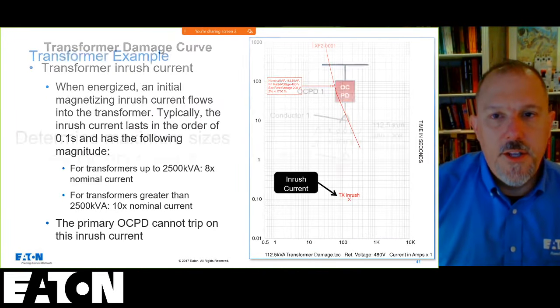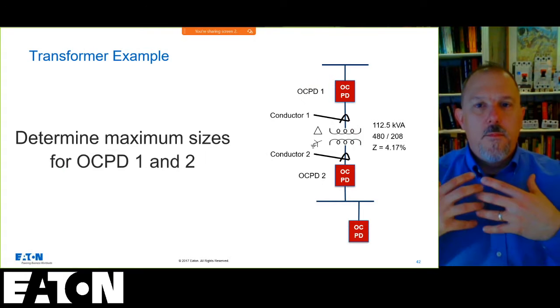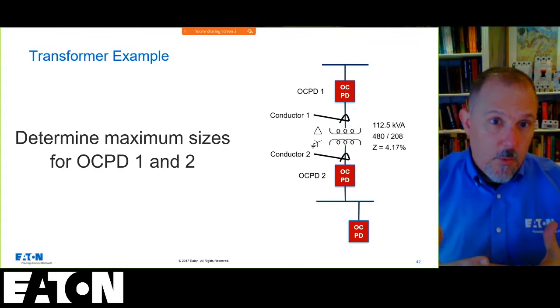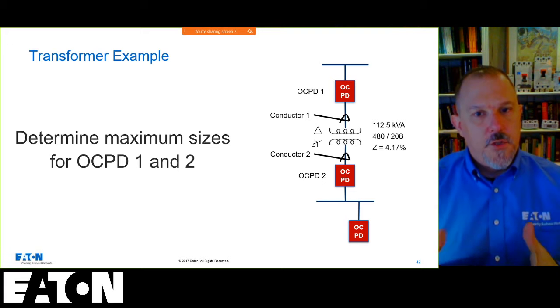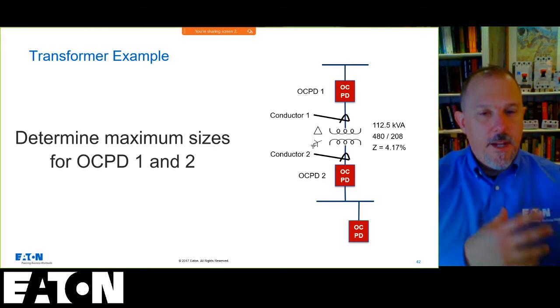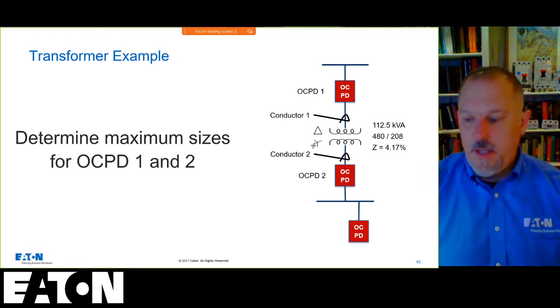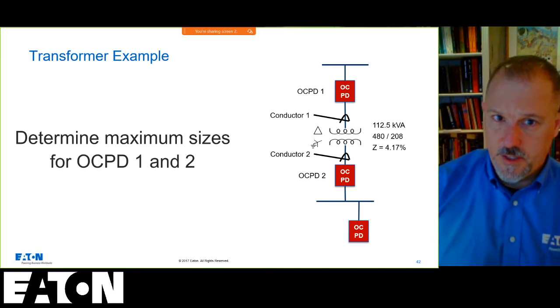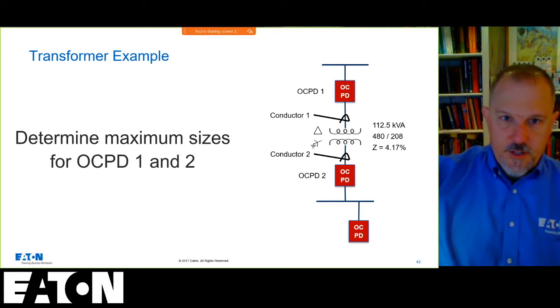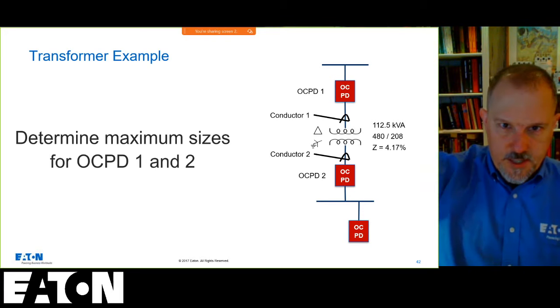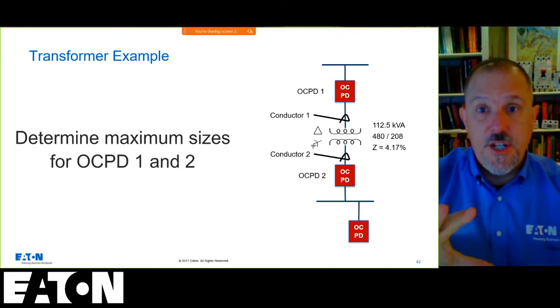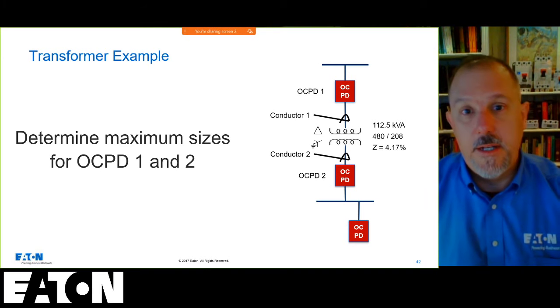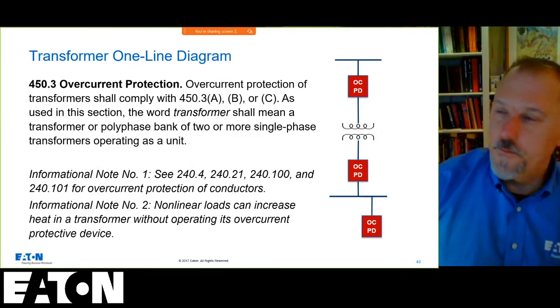All right, so you have your transformer. So if I'm looking at this transformer, what we're going to do is walk through what the code says, and then we're going to plot these curves to show you how it relates to what we just saw from an inrush current perspective and from the damage curve perspective. This is a 112 kVA, 480 to 208, and the percent impedance is 4.17%. And I got that information straight from the nameplate of this transformer.